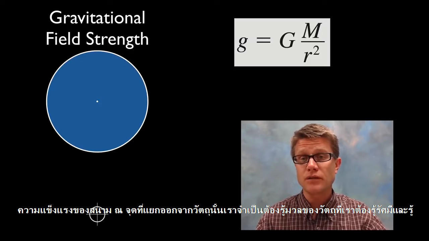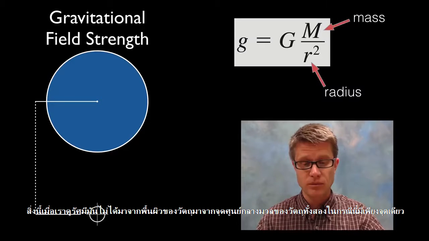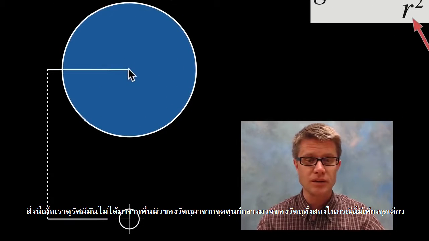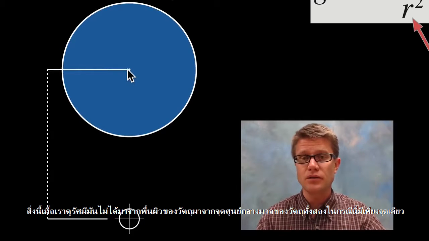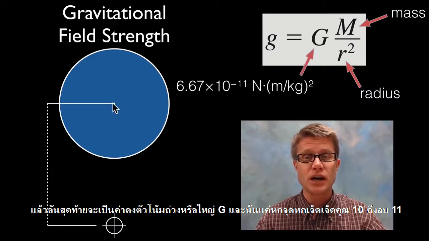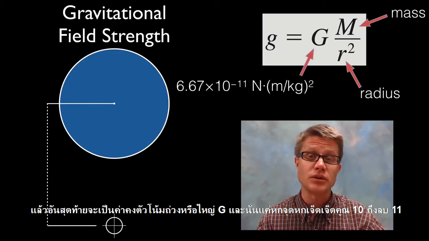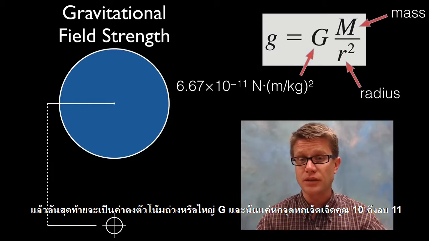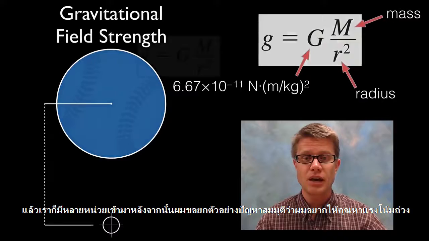And so if we're measuring the gravitational field strength at a point separated from that object, we need to know the mass of the object. We need to know the radius. And note this, that when we're looking at the radius, it's not from the surface of the object, it's from the center of mass of both objects. In this case, one is just a point. And then the last one is going to be the gravitational constant, or big G, and that's just 6.67 times 10 to the negative 11th. And then we got a bunch of units coming in after that.